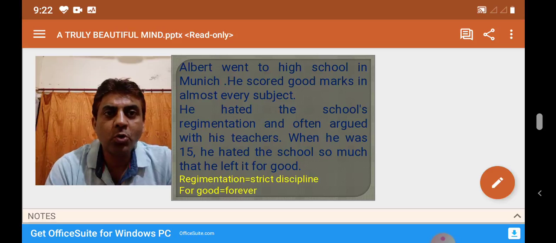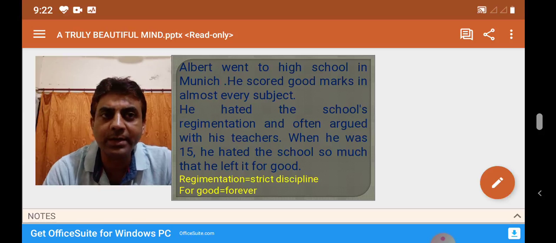Albert went to high school in Munich. He scored good marks in almost every subject. He hated the school's regimentation and often argued with his teachers. When he was 15, he hated the school so much that he left it for good. Regimentation means strict discipline. For good means forever.